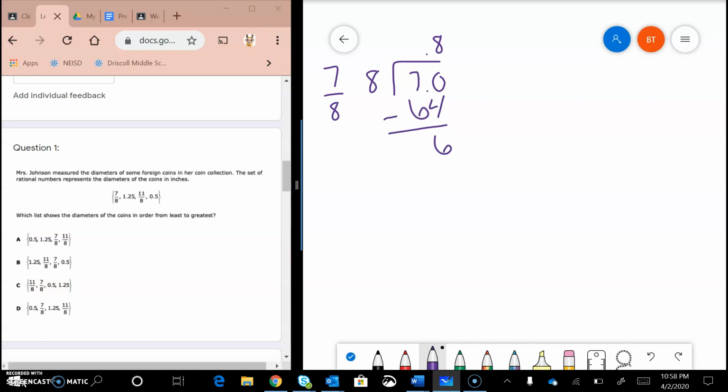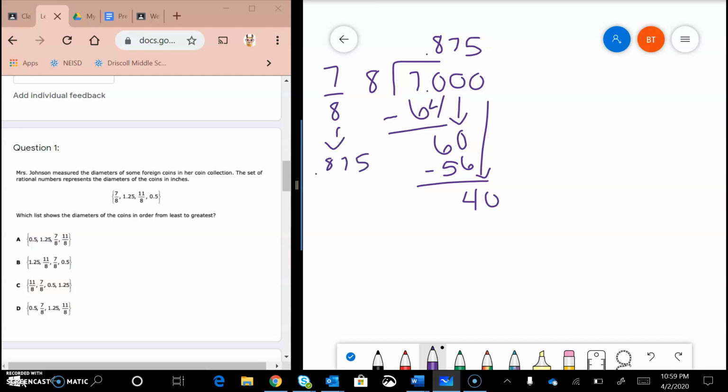I can't stop there because my goal is to keep subtracting until I end up with no remainder. So I need to add another 0 and bring it down. 8 can go into 60 7 times, which gives us 56. Subtract that and I'm going to get 4. Again, we need to add another 0 and bring it down. Now 8 can go into 40 5 times. So now I know 7/8 converts to 0.875.